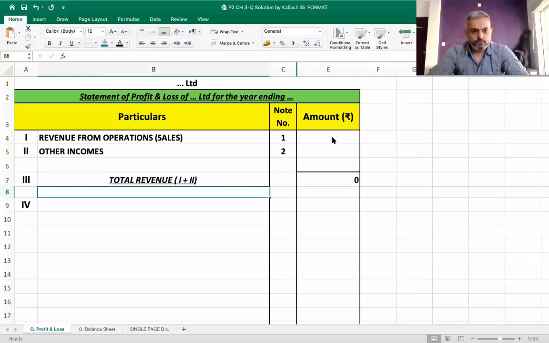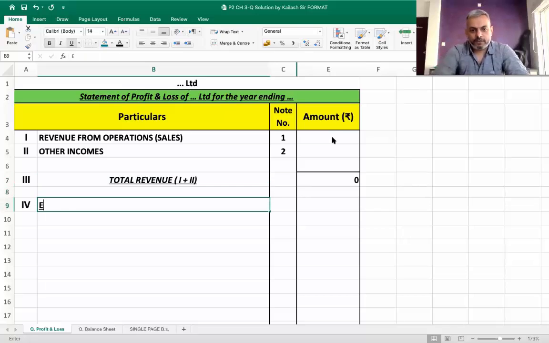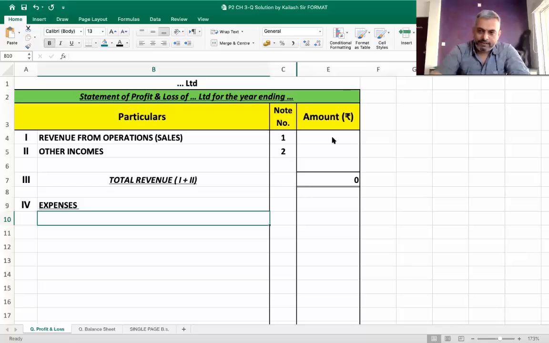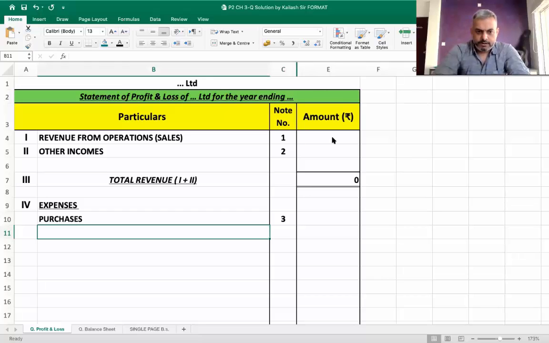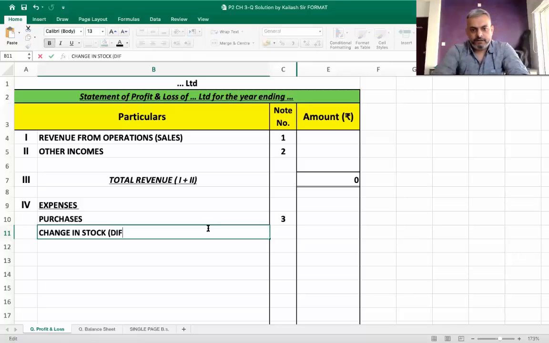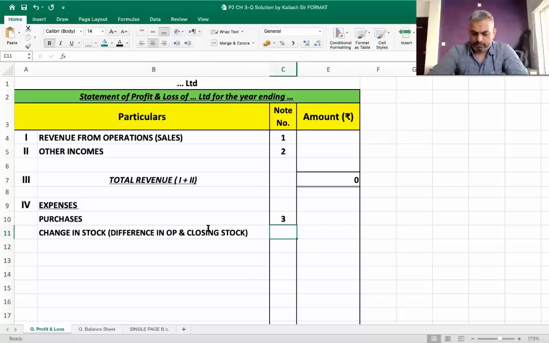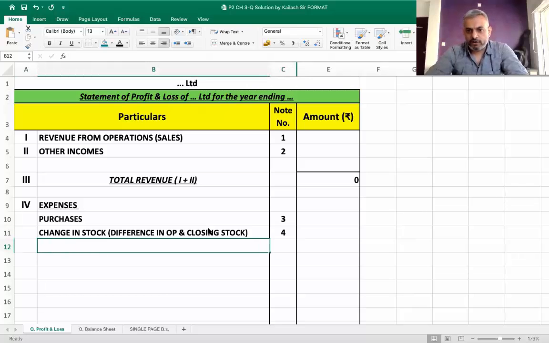Now, obviously, after revenue, from the total revenue we have to subtract the expenses to derive profit. So you write expenses as a main heading, and then as subheadings you write what the expenses are. So first is purchases, number 3. Then change in stock. Now this change in stock is basically the difference in opening and closing stock. I'm writing like this, difference in opening and closing stock. That is 4.